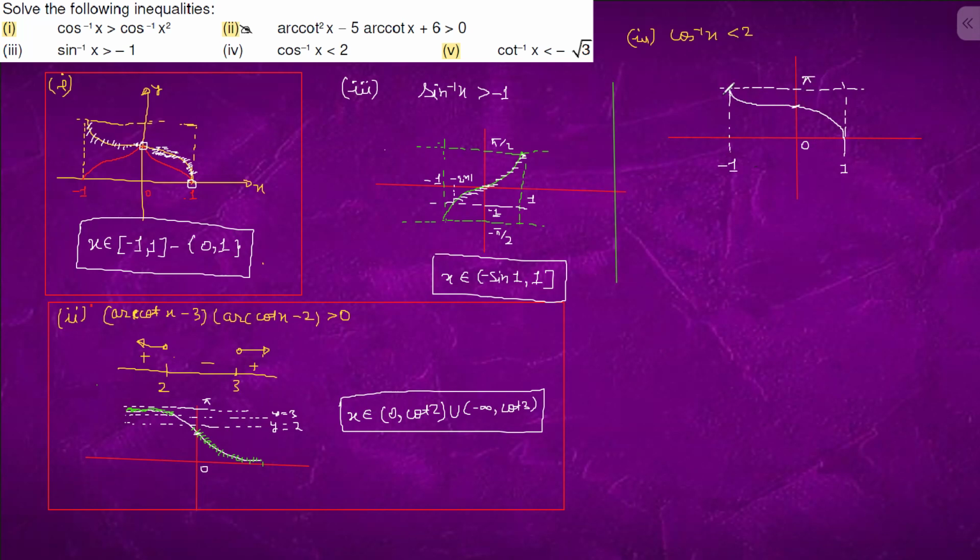So we are told that cos inverse x is less than 2. This is y equals 2. So it is less than. So which part will come here? This part will come. So from here what we will get? We'll get this value to be cos 2. Cos 2, okay? So x belongs to cos 2 to 1.